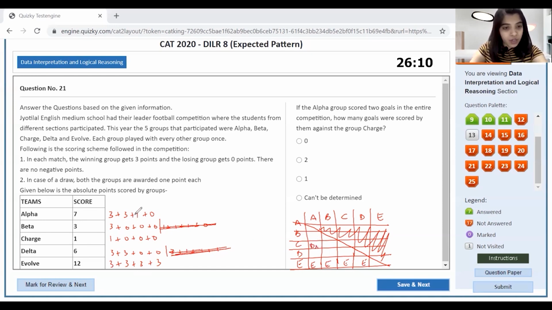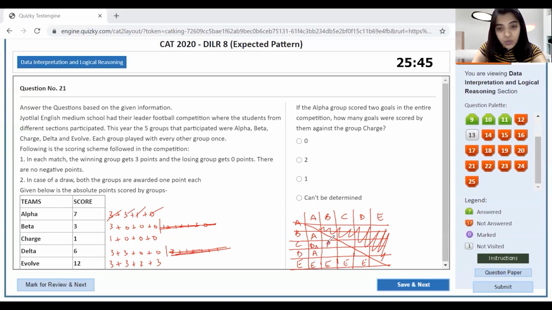Now, if we look at Alpha, we have 1 draw, which is C. We have one loss, which is E. So the rest of the two were wins for Alpha. So here Alpha 1, here Alpha 1. Then we're done with that, then we look at Beta. Beta had one win. We can't decide yet. Charge had one draw and the rest were losses.